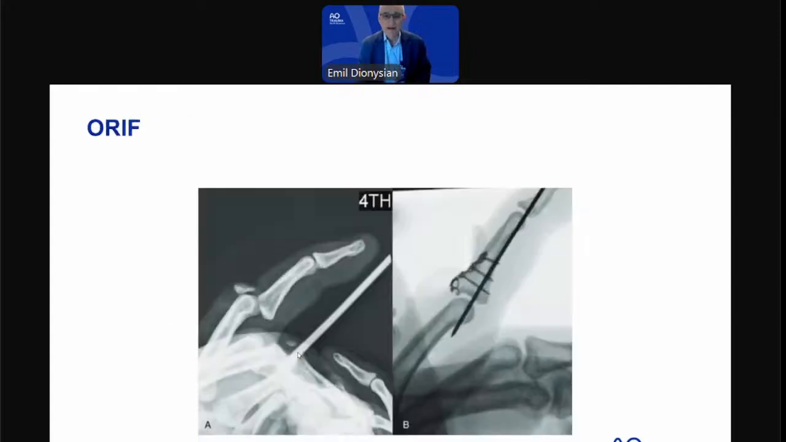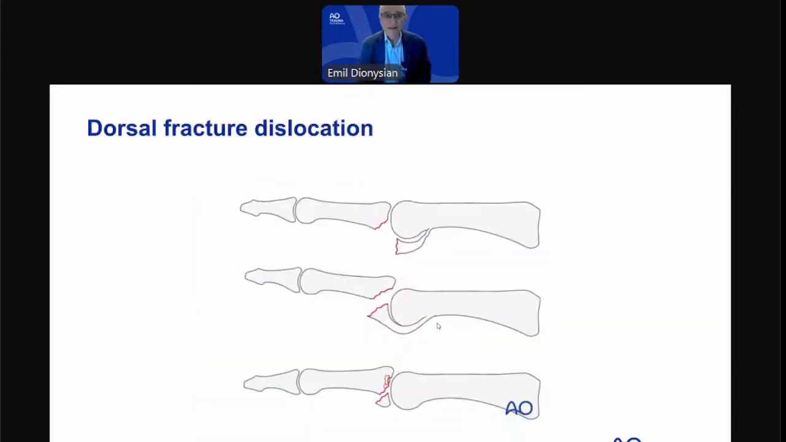a splint. So in a case of an ORIF, because a significant part of the joint was taken out with the avulsion fracture, this is a technique of plating, a kind of buttress plating on top, with a K-wire to hold it temporarily. Now let's talk about the dorsal fracture dislocation, which is the crux of this course.